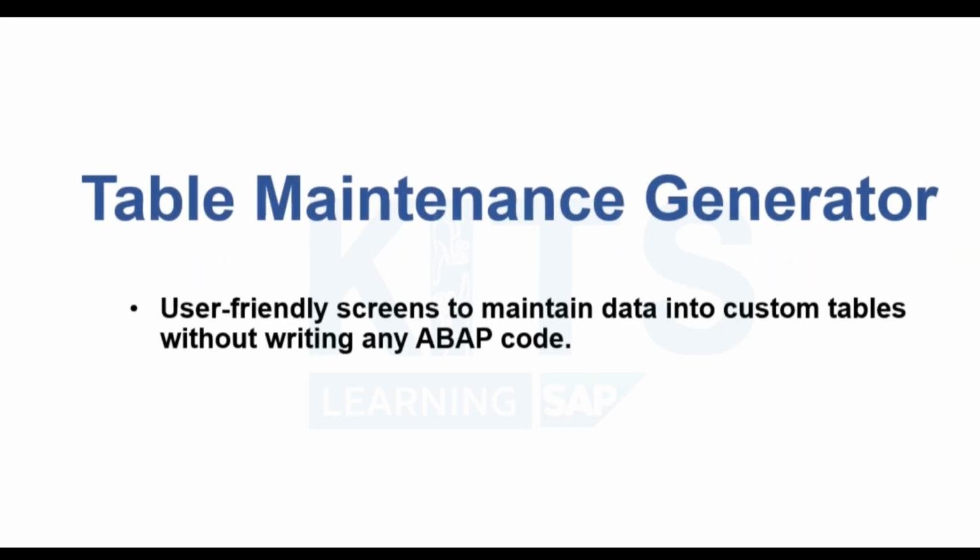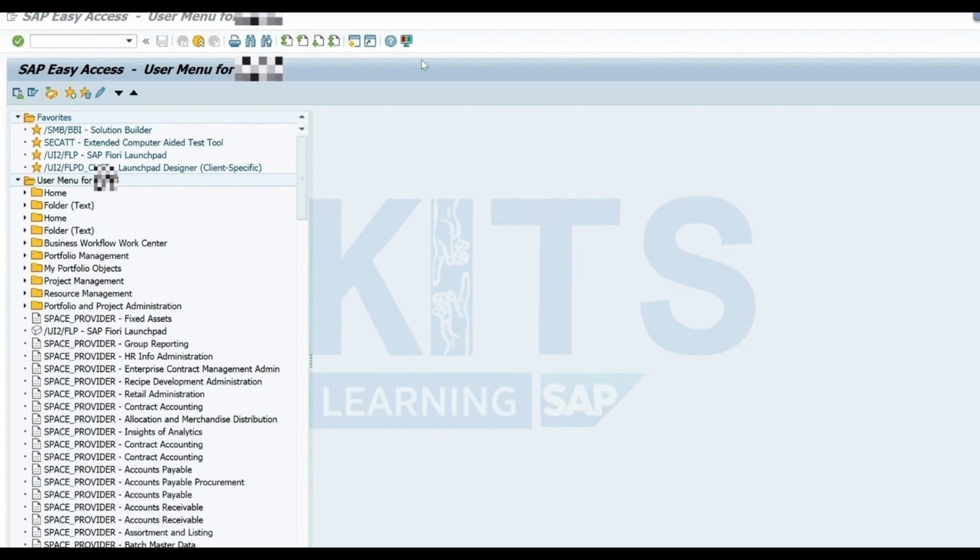Table Maintenance Generator (TMG) in SAP ABAP is a tool that automatically creates a maintenance program for a database table. It allows users to easily add, edit and delete records from the table through a user-friendly interface without writing custom code. Let me show you the screen of TMG.